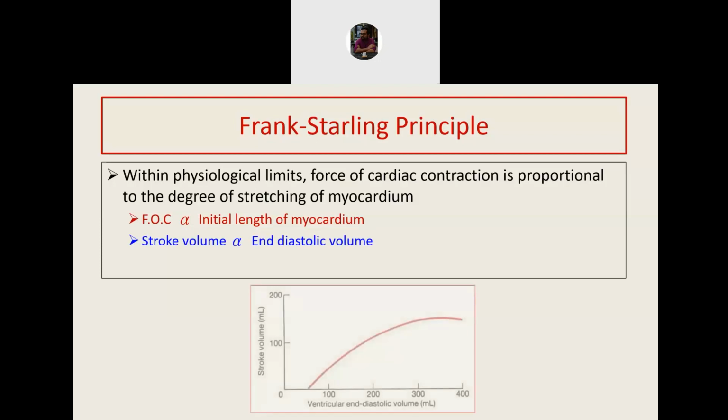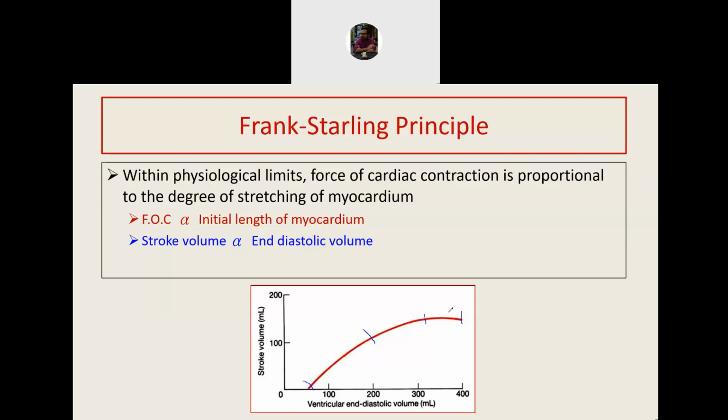So graphically, if you represent the Frank-Starling's law, you get a graph like this. And if you see this graph, you see very clearly that up to a certain point, that is from maybe here to here, it is almost a straight line. That means as the end diastolic volume increases, the stroke volume increases. After some time, it starts becoming parallel. And this is where the physiological limit has been reached. So even if you increase the end diastolic volume, the force of contraction does not increase because maximum overlap between actin myosin has already happened. It is now not possible to contract it further.